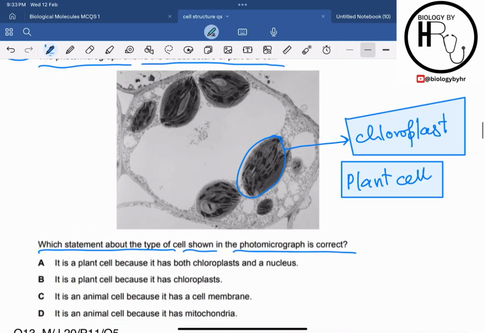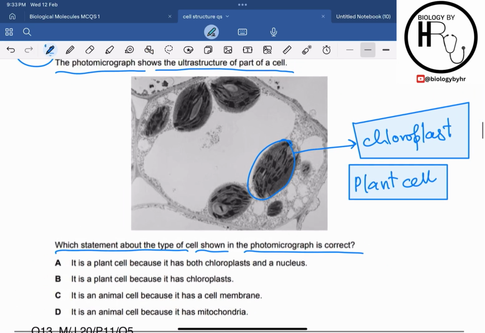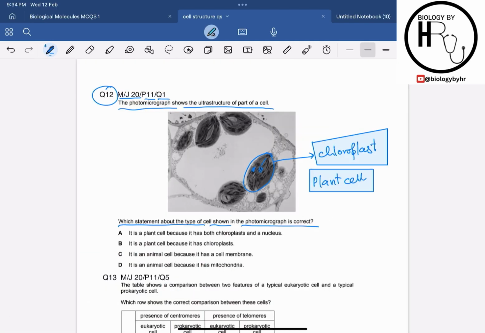And how do you recognize the chloroplast over here? Basically you can see the stacks of the thylakoid, right, which are making up the grana, and then you are seeing that the grana are basically interconnected with each other through the lamella, right? So let's read the statements one by one. We know that it is not an animal cell at all. Why? Because we have already identified the chloroplast. It is a plant cell because it has a chloroplast.